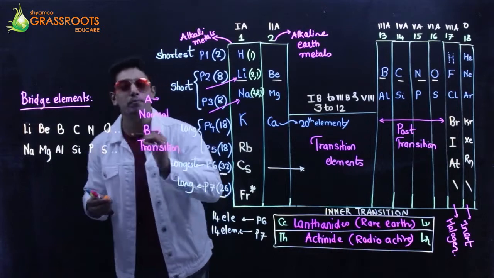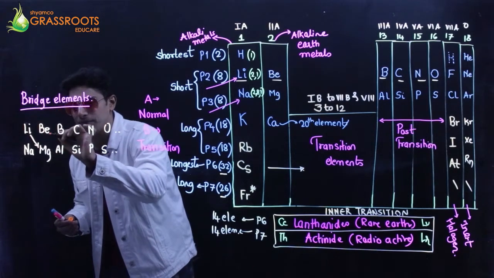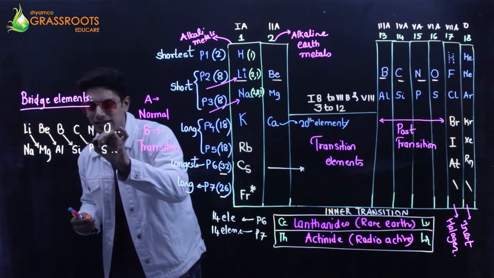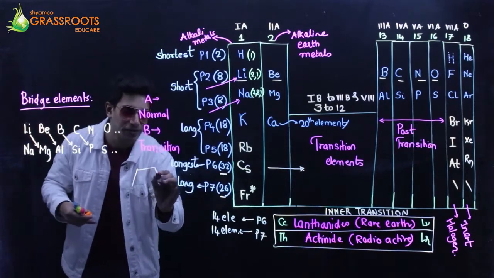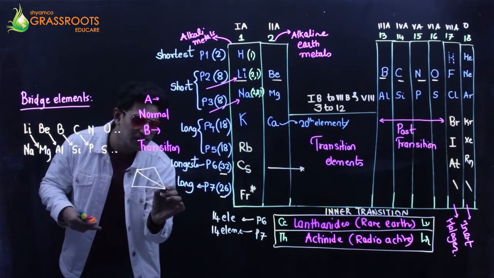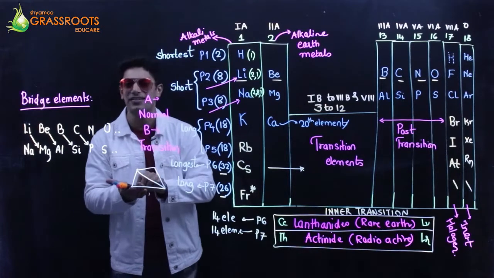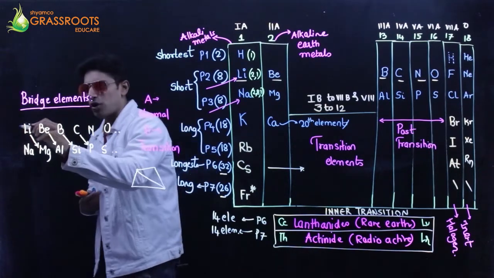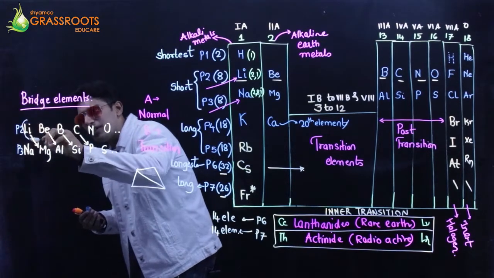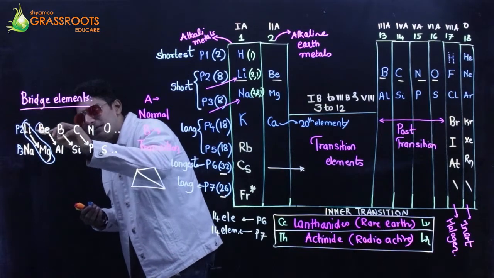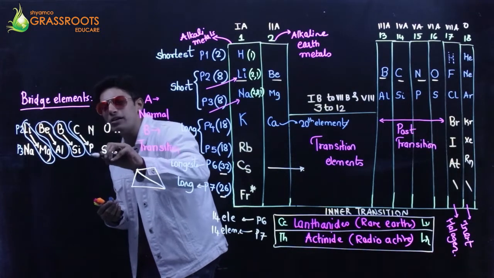Always remember, the bridge elements are those elements which have a diagonal relationship. I'll tell you what you mean by a diagonal relationship. Now, can you see these are all diagonals which I've made? In geometry, isn't this said to be one of the diagonals? Of course, yes. So what's a diagonal relationship, guys? Remember, if you talk about period 2 and period 3, these elements which are diagonally placed, they show similarity in the chemical properties.